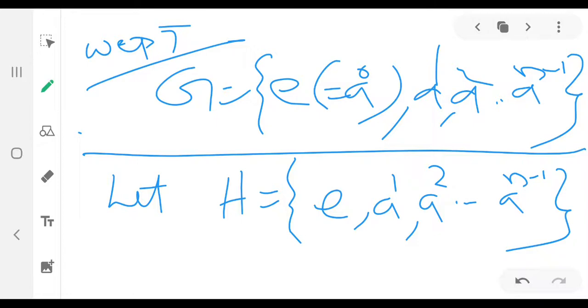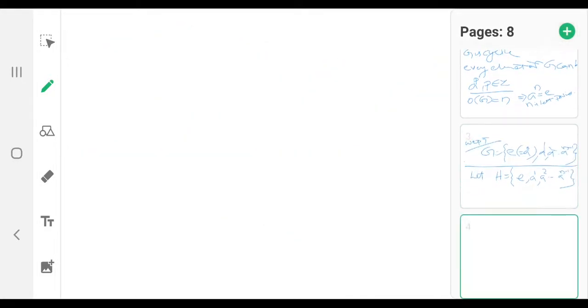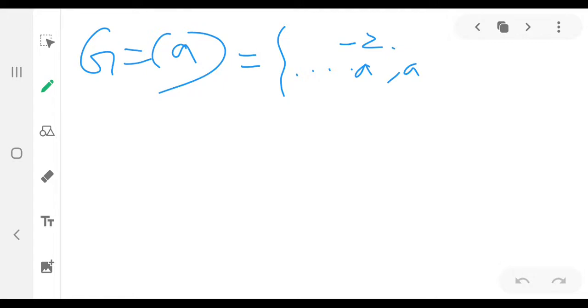ഓക്കെ, നമുക്കറിയാം given G is cyclic. Given G is cyclic, then G is equal to the group generated by A. Therefore, ഇതിനകത്ത് എലമെന്റ്സ് എന്തായിരിക്കും? A raised to minus 2, A raised to minus 1, A raised to 0, A raised to 1 etc. ഈ രൂപത്തിലാണെങ്കിൽ G ഉണ്ടാവും അല്ലേ? G ക്കകത്ത് എന്തെടുത്തു?